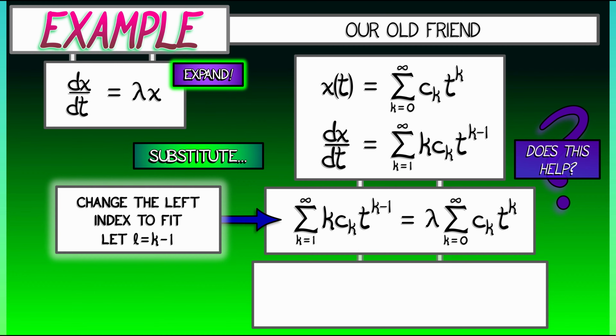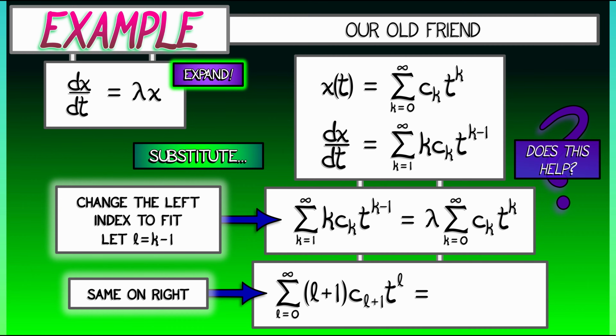Doing so gives us on the left the sum L goes from 0 to infinity. I like that. What's inside? k becomes L plus 1, c sub k becomes c sub L plus 1, and t to the k minus 1 becomes t to the L. On the right, I'm going to repeat the same thing, but instead of using k, I'm just going to switch it to a new index. I think I'll use the letter L. So on the right, we have lambda times the sum L goes from 0 to infinity, c_L t to the L. And now this is good. This is in the form that we had from our previous principle, where now we can match things up.